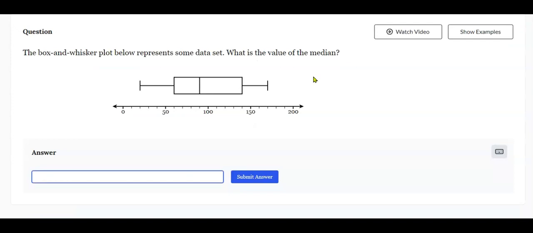The next question is about the median. Remember, the median is the line inside the box. It's not always necessarily in the center, but it is inside the interquartile range here. So the median is this data value here. Looks like we are going by tens. So 50, 60, 70, 80, 90. 90 would be our response.